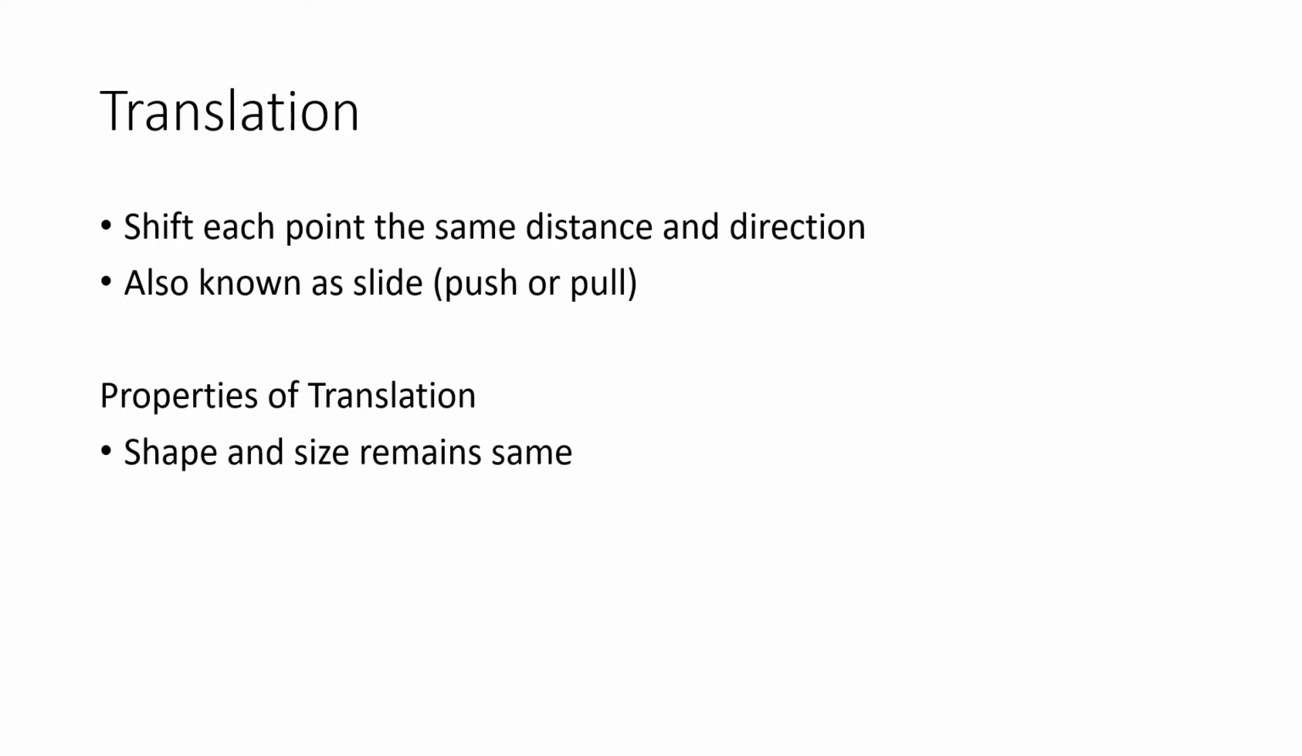Properties of translation. After you translate the pre-image, the image is the same size and shape as the pre-image. The shape and size of the image does not change. They map onto each other. So we can say the pre-image and the image are congruent.